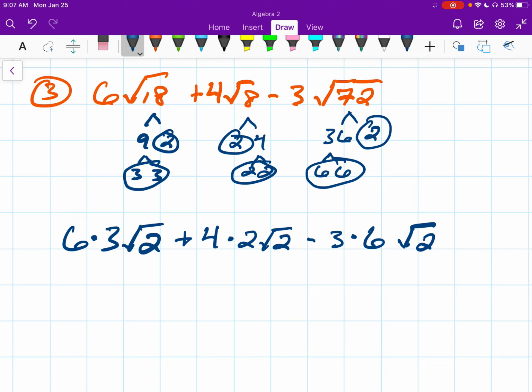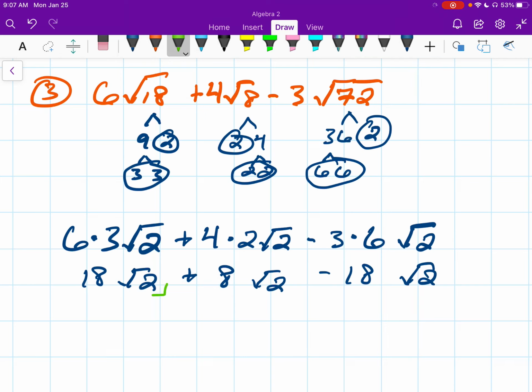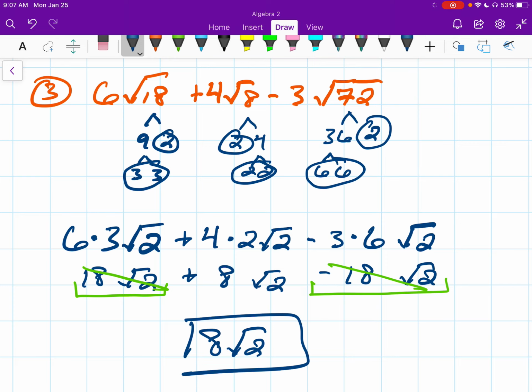To continue on, we're going to multiply these together. Oops, hold on. Did I mess up here? No, I'm okay. Okay. 6 times 3 gives me 18 root 2 plus 8 root 2 minus 18 root 2. Right? Now these all have root 2's in them, so we can combine them. But what's kind of convenient here is that we have 18 root 2 and negative 18 root 2. So we can just cross those out because they cancel each other. And then we're left with an 8 root 2. And there we are.